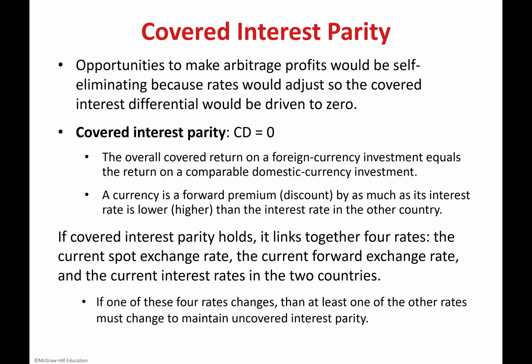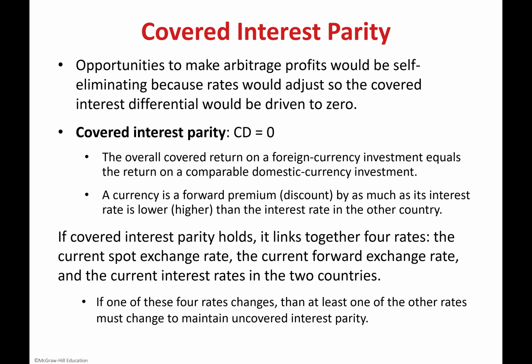Now, what we're going to see is that the actual opportunity to make profits here would be arbitrage profits. So they'd be self-eliminating because rates would adjust so that the covered interest differential would be driven to 0. In other words, covered interest parity, CD, should be equal to 0. The overall covered return on a foreign currency investment equals the return on a comparable domestic currency investment.